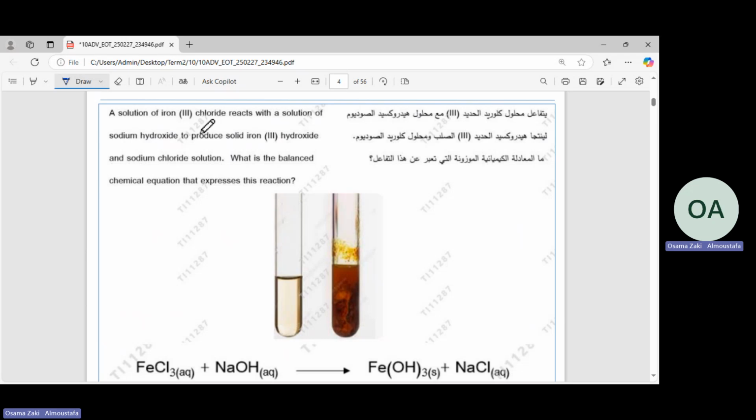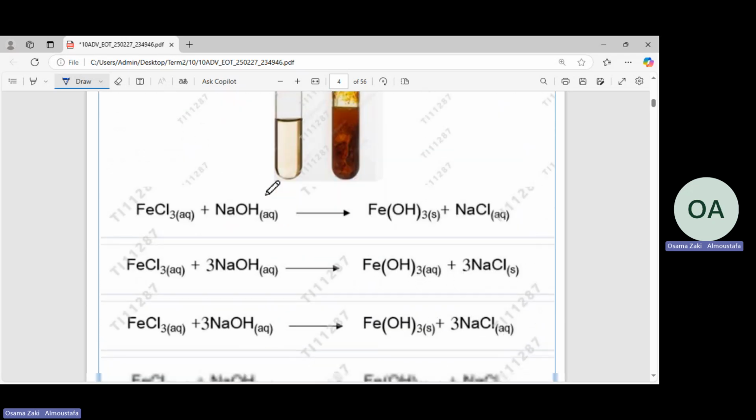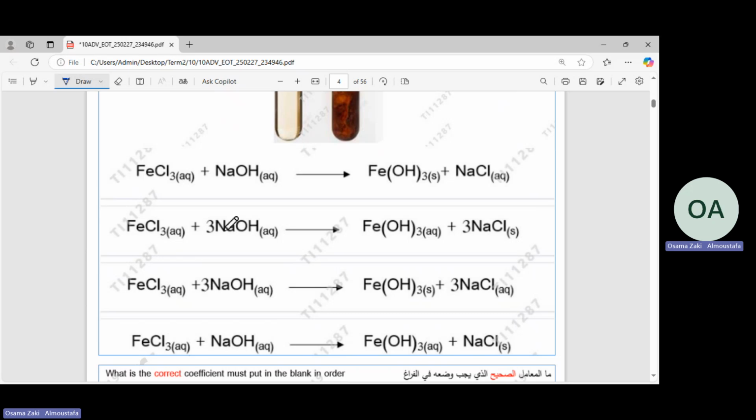Solution of iron chloride reacts with the solution of sodium hydroxide to produce solid iron 3 hydroxide and sodium chloride solution. What is the balanced equation that expresses this equation? So let's check. All of the equations are the same, as you see. AQ, AQ, AQ, AQ, AQ, AQ. Solid, solid. Okay, here we have AQ. Okay, so let's check first.